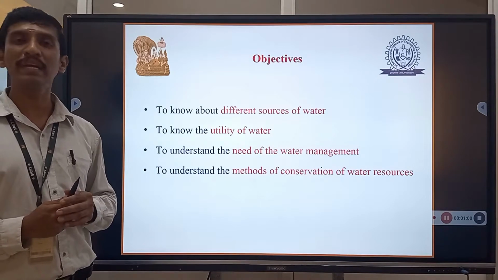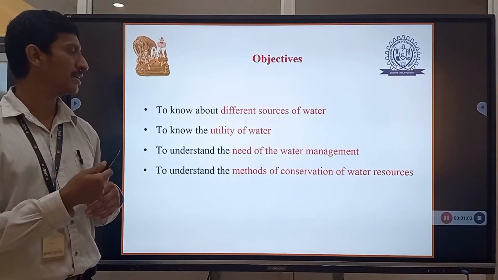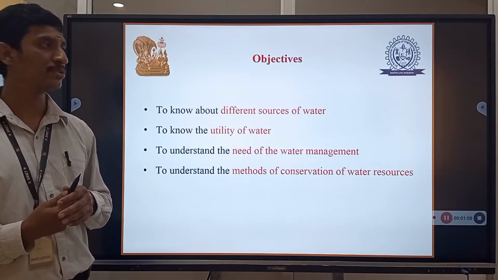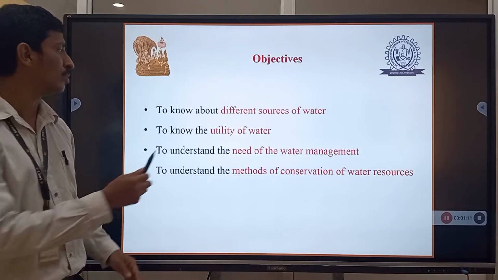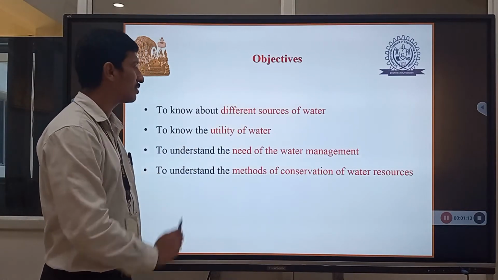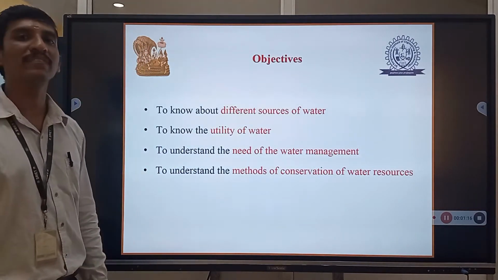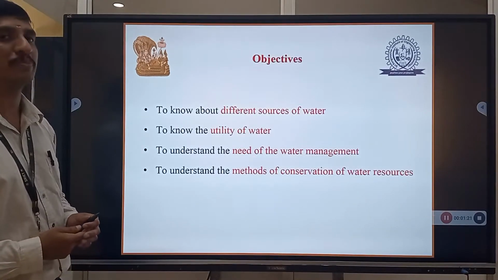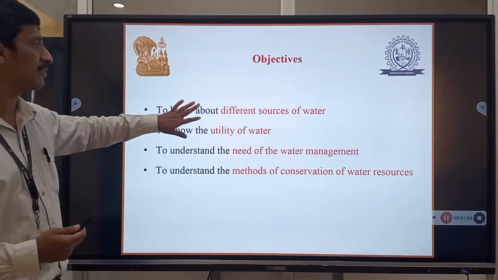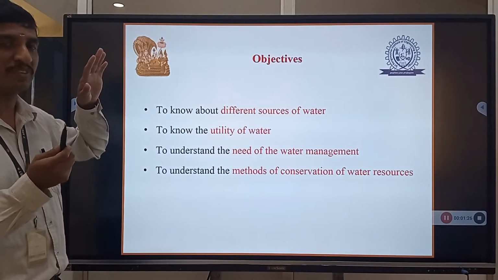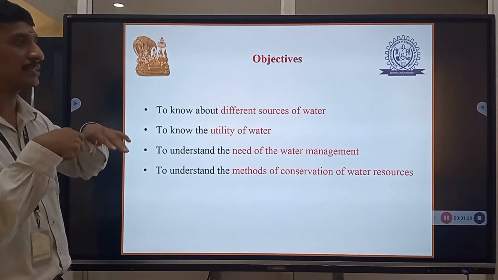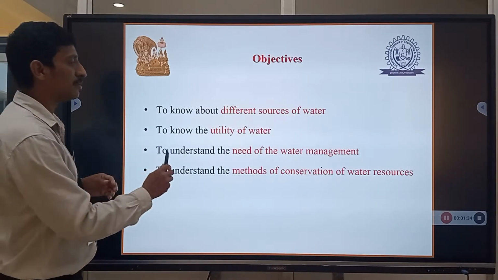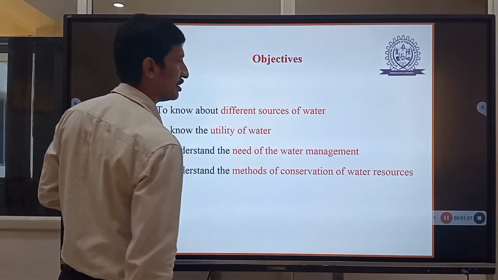In day-to-day life we use water for drinking, washing clothes, cleaning utensils and so on. You need to know what the utilities of water are, then only we use that water in a very effective manner. Then third, to understand the need of water management. We know water is very essential, so we need to preserve that water and give it to the coming generation, so we must have a water management system.